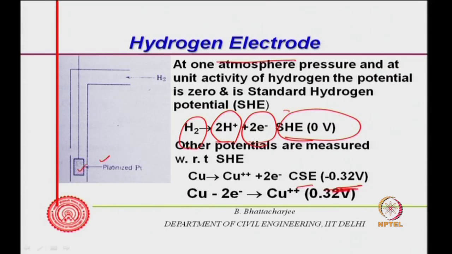So, if the direction is copper plus 2 electrons going to copper, I will call it plus 0.32 volt, and if it is copper breaking down to copper ion and 2 electrons, I will call it minus 0.32 volt. It depends upon which side the electrons are.